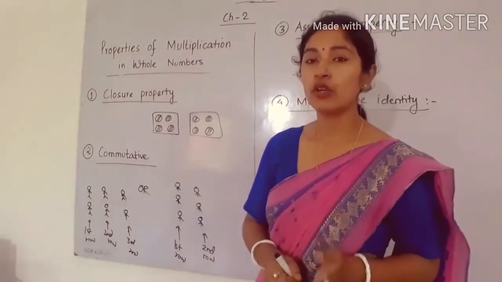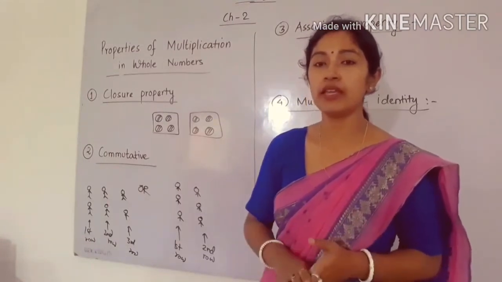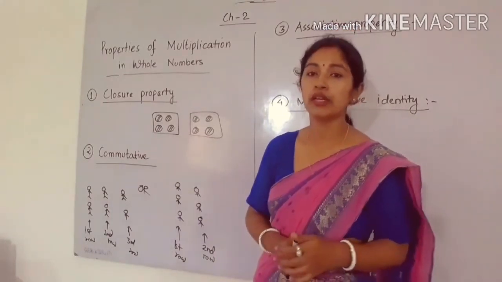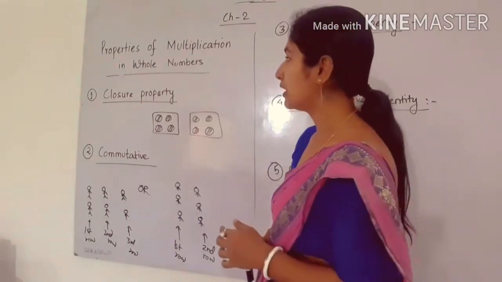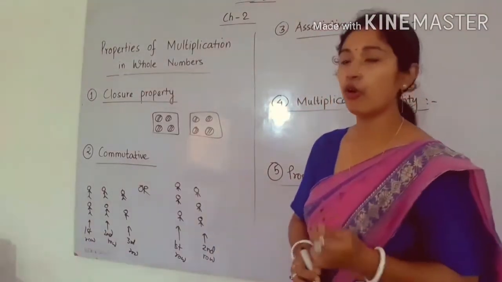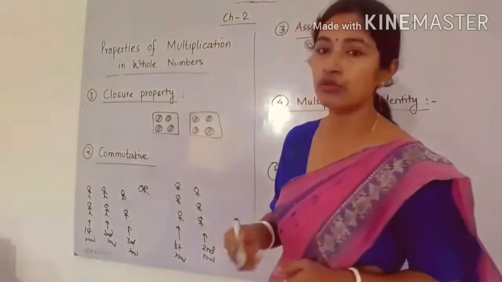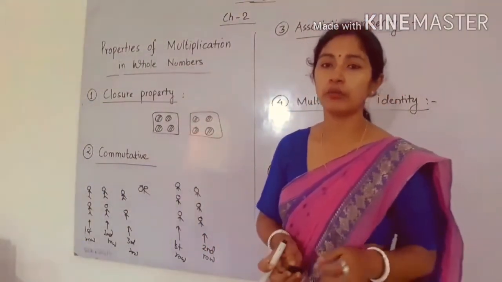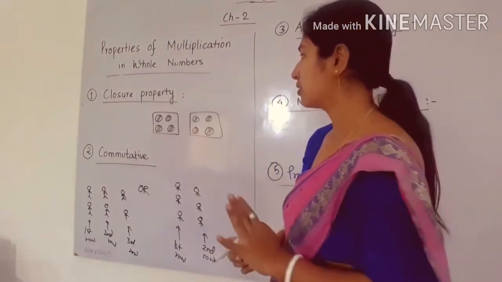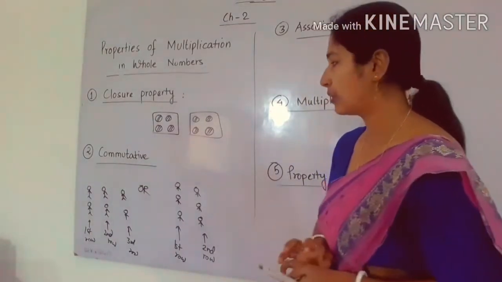8. So 4 is a whole number, 2 is also a whole number, and when we multiply them, the answer, that is 8, is also a whole number. That means the closure property holds true for multiplication in whole numbers. You will get the sentence from the book, so I am not writing it, I am just explaining the content of the closure property.